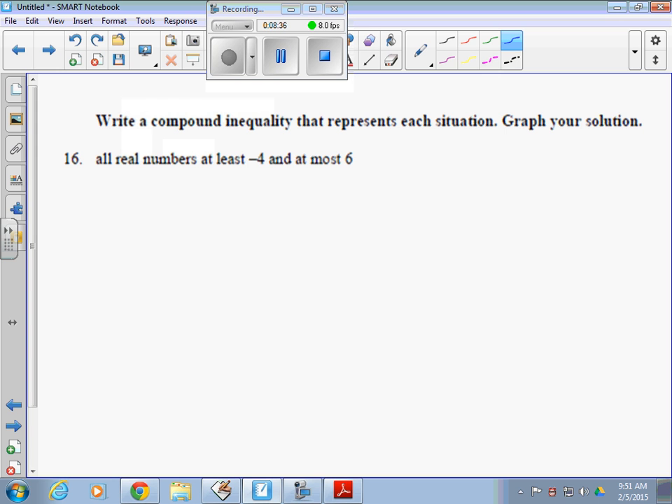Write a compound inequality to represent the situation, then graph it. Okay, it's a compound inequality because it's going to be two of them put together. At least negative 4. Okay? So write it as two separate ones, and then we'll combine them. X is something negative 4.